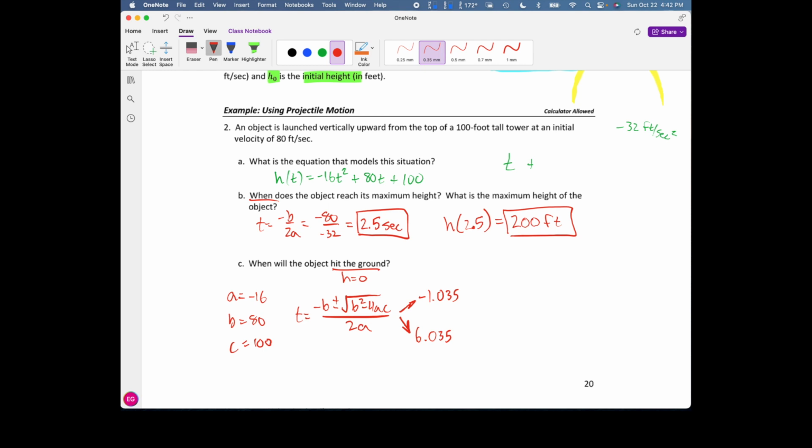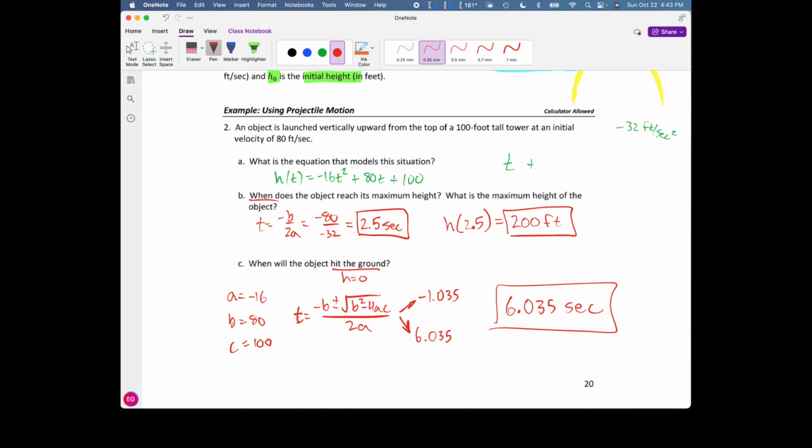Now, we have to remember that this is talking about t. So negative time doesn't exist yet. So that means that we're only going to pick the positive one. And again, it's time, so it's in seconds, because for these projectile motions, we're always going to be in feet and seconds. There are other equations that use meters per second. We're going to stick with the height one for now.